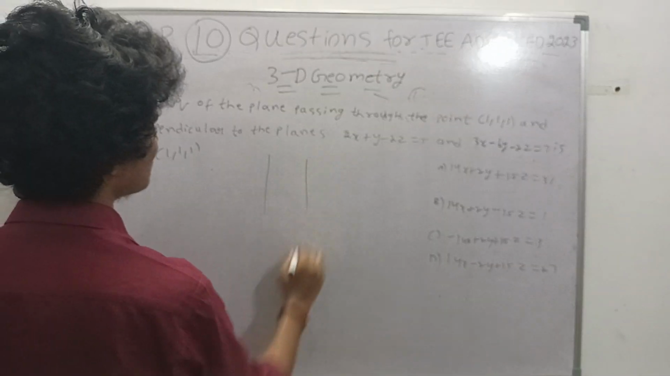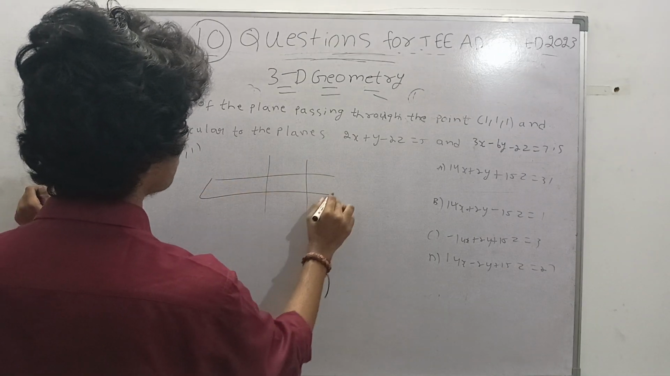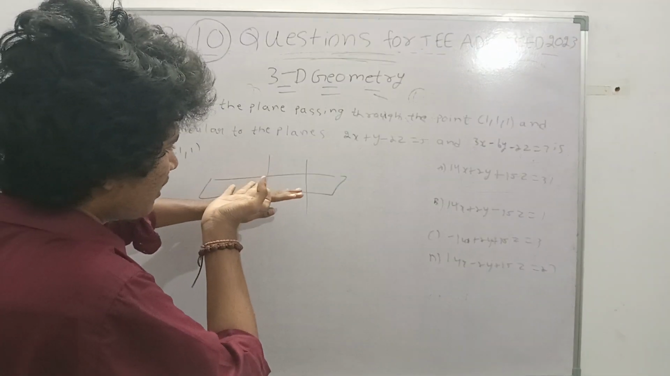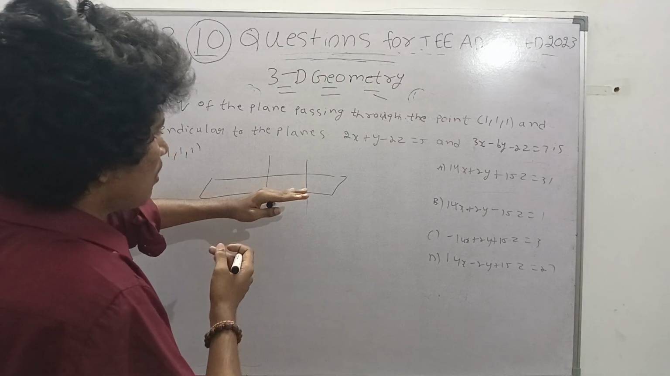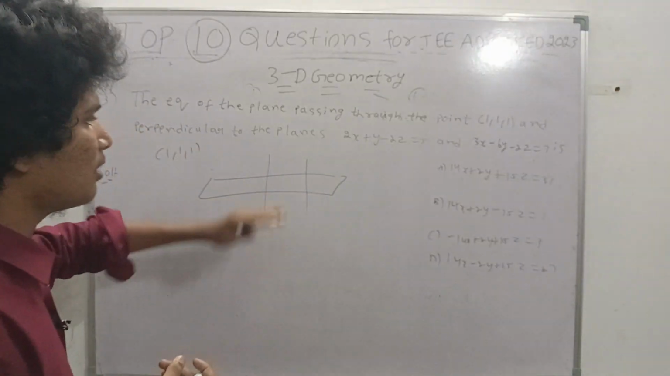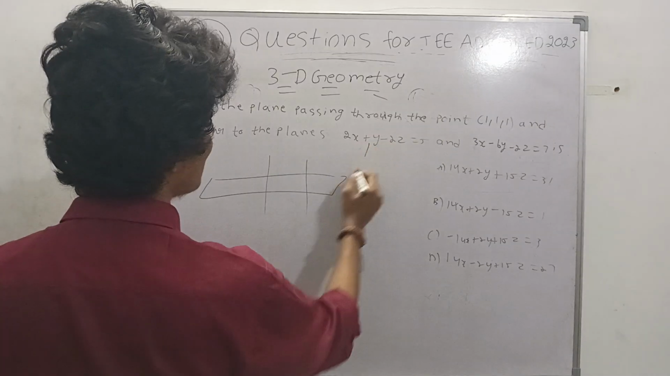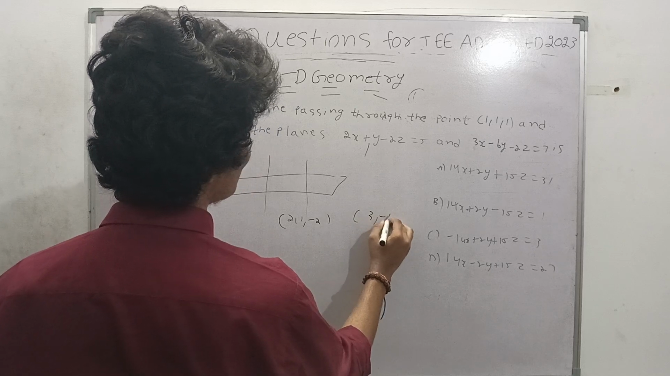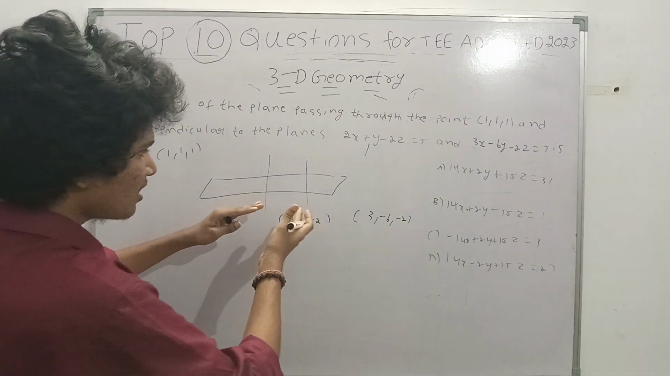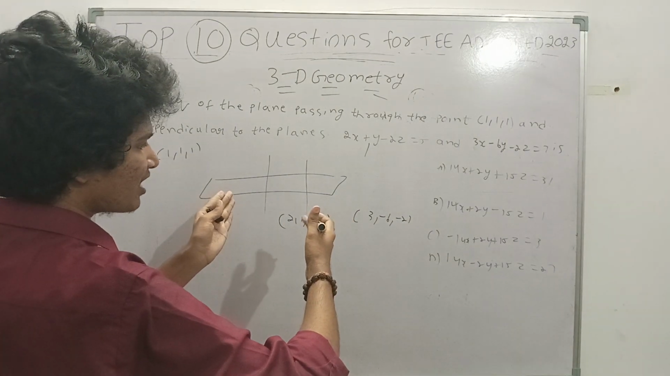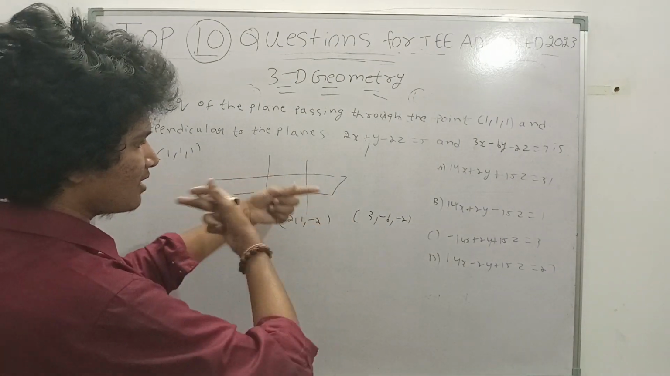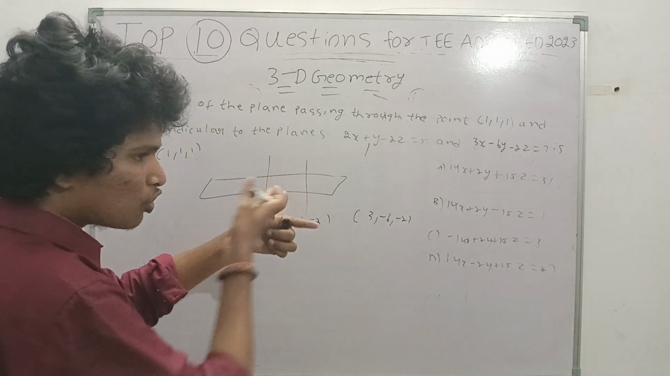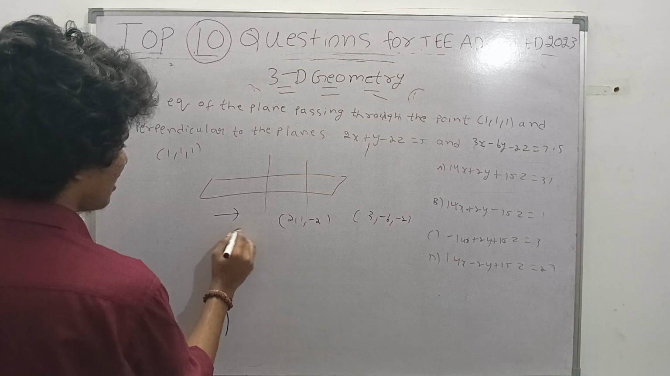Suppose these two are the given planes and this is the required plane, and this plane should be perpendicular to the given two planes. So if you observe carefully, if it is perpendicular, what are the direction ratios present? Suppose this direction ratio is 2, 1, minus 2, and the other direction ratio is 3, minus 6, minus 2. To get the direction ratios of the required plane, you can do the cross product of these two vectors.